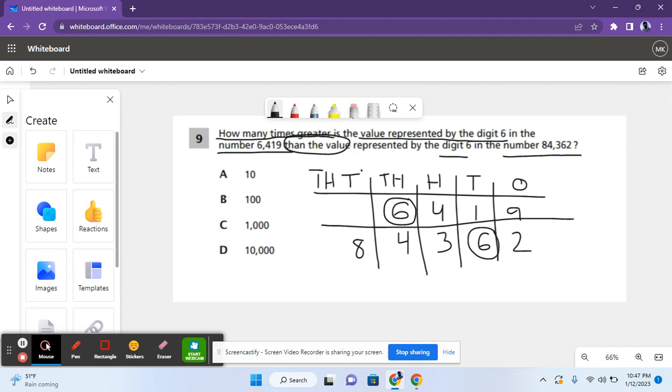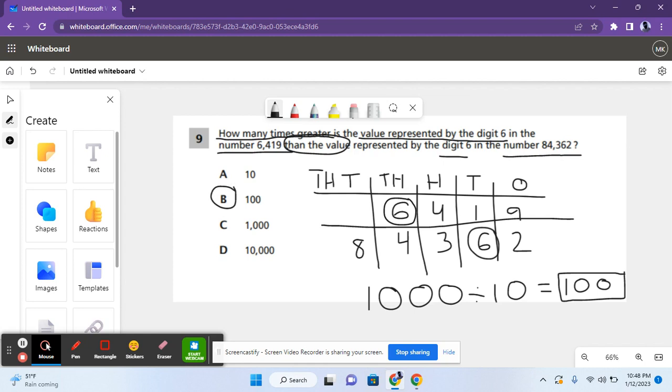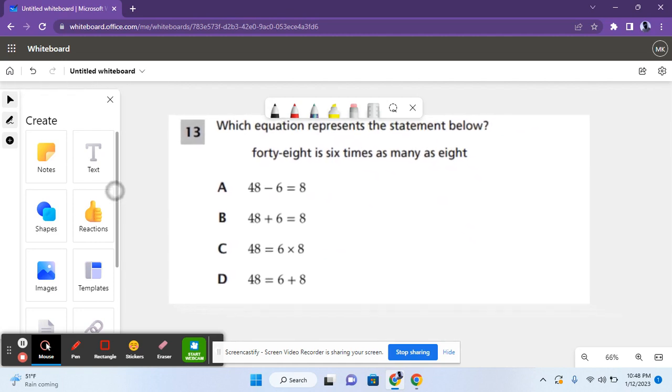So for 6,419, the 6 is in the thousands place. And for 84,362, the 6 is in the tens place. How many times greater is 1,000 than 10? 1,000 divided by 10 equals 100. So the answer is 100. It's 100 times greater. So the answer for 9 is B. Moving on to the next question.